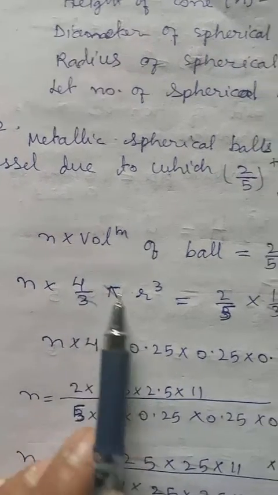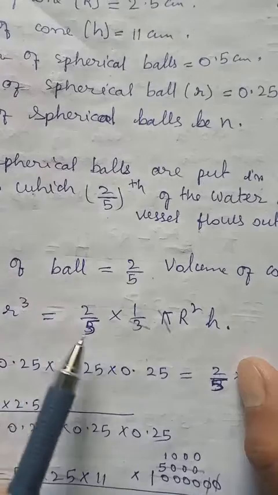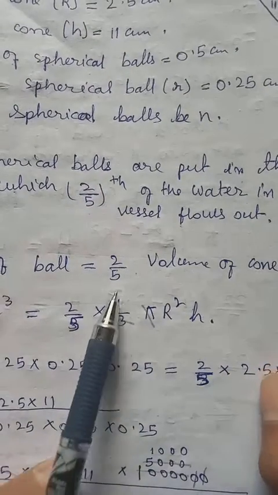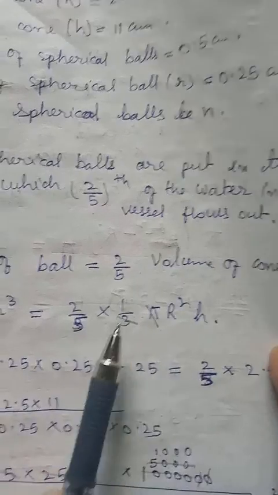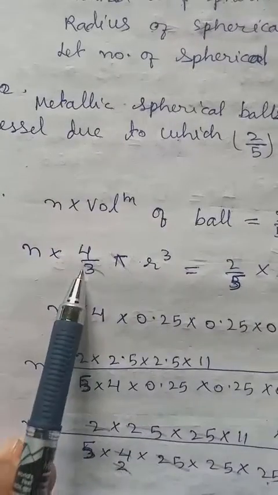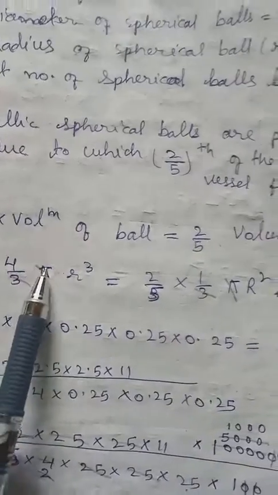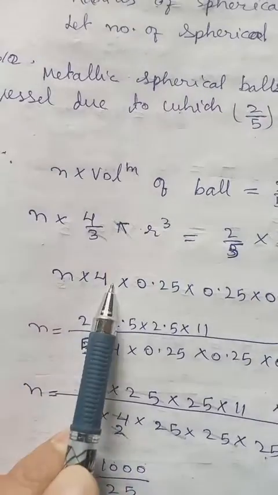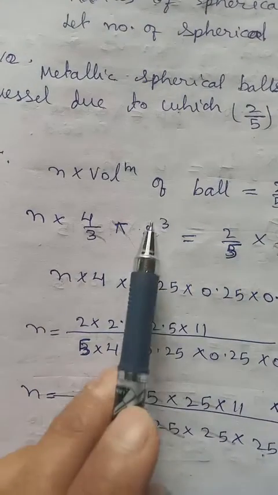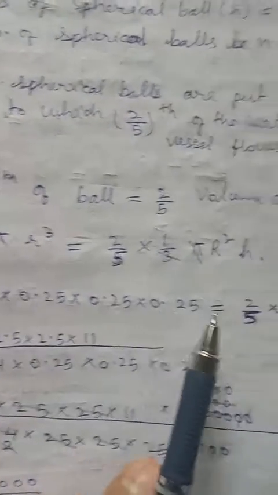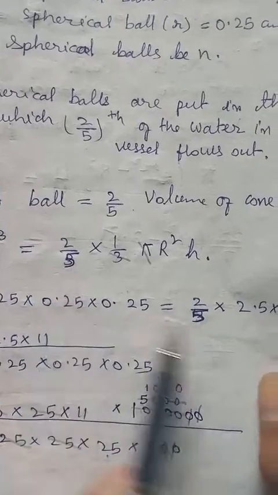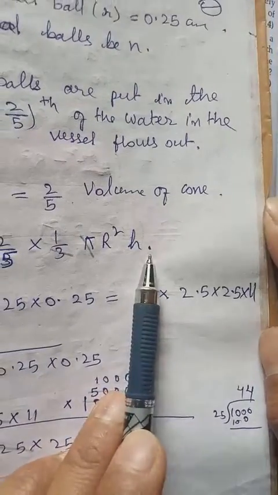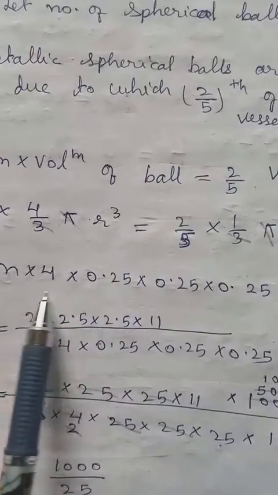So for the ball, let it be the volume of the spherical ball, we know 4/3 pi r cubed. Then 2/5 from the question, let it remain. Volume of water in the form of a cone is 1/3 pi r squared h. So if we compare, both denominators we can cancel, pi we can cancel. n we don't know, let it be. 4 remains the same, r we know is 0.25. There is power 3, so we multiply 3 times. 2/5, let it remain. Capital R we have 2.5, 2 times. H we have 4. So now we have to find n.